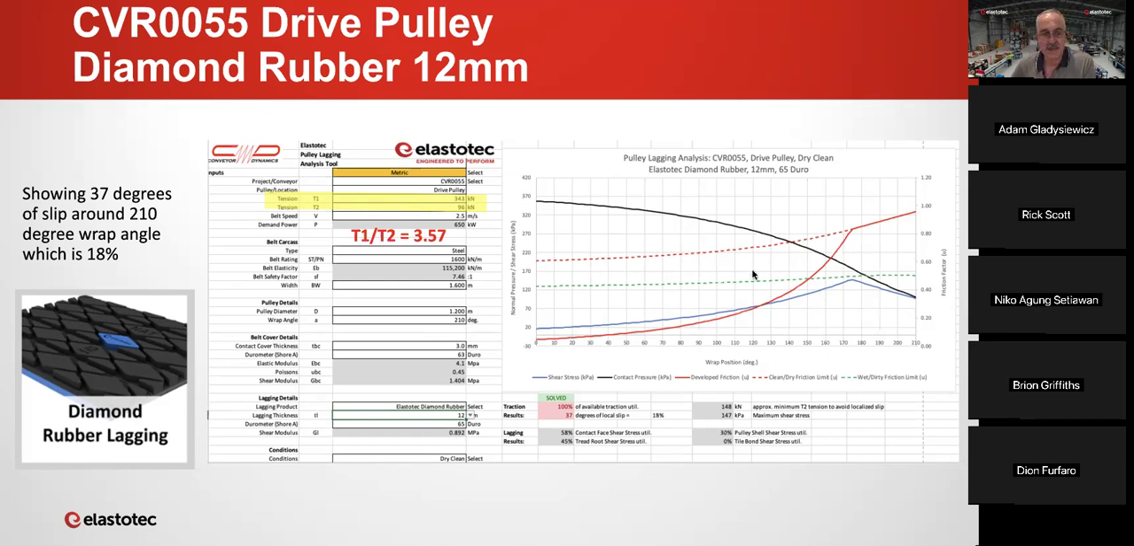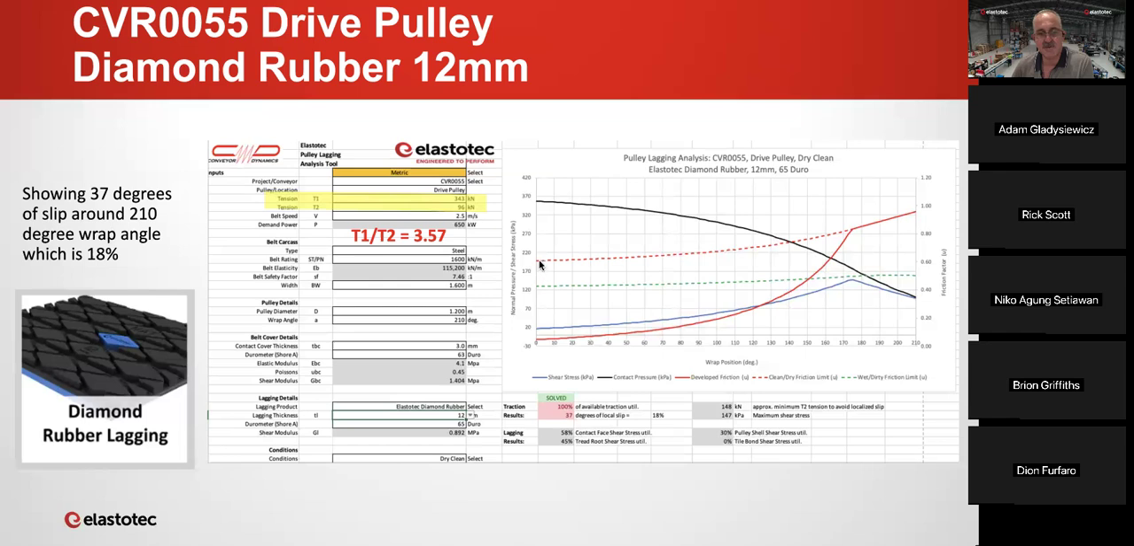The first lagging is 12 millimeter diamond rubber, which is a pretty standard lagging. Just to explain this graph, on the left-hand side, the vertical axis is the normal pressure and shear stress. Across the bottom, we have the wrap position. So we go from 0 to 210 degrees. So this is the arc of contact. And then on the right-hand side, we have the friction factor.